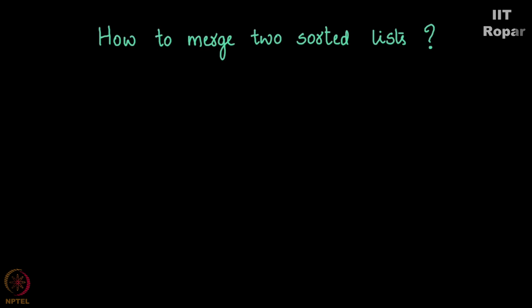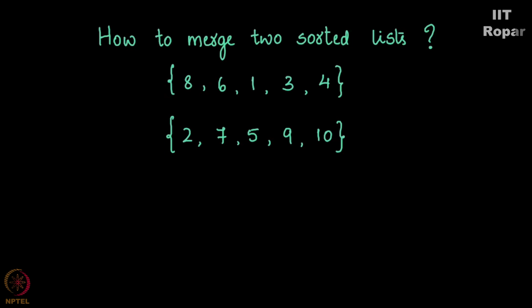Let the first list be 8, 6, 1, 3, 4 and the second unsorted list be 2, 7, 5, 9, 10. 5 and 5, totally 10. And assume the teacher gives 8, 6, 1, 3, 4 to Ram. I said 16 and 16, but for simplicity's sake, let me take only 5 and 5.